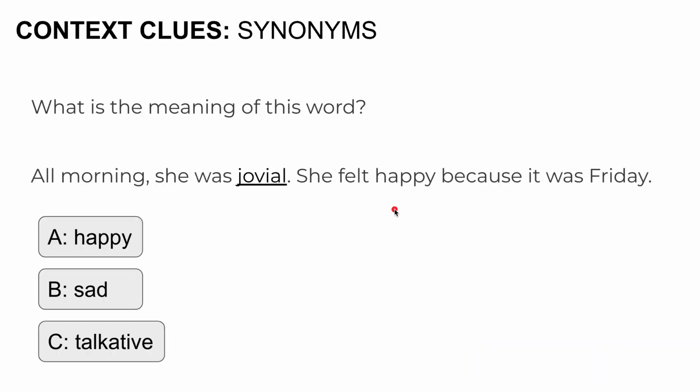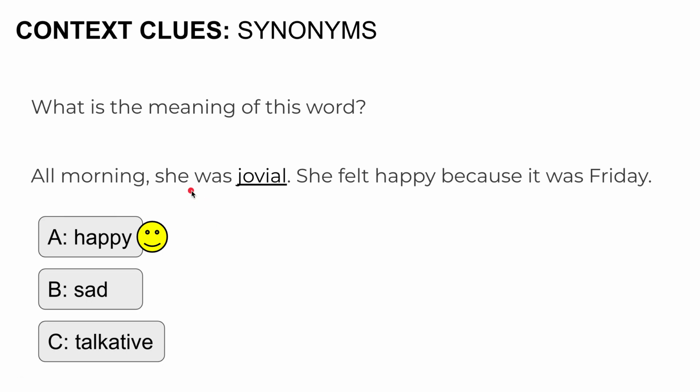Okay, moving forward now, let's look at another example. This will be an exercise for a synonym context clue. Try to guess the meaning of the underlined word jovial. All morning she was jovial. She felt happy because it was Friday. Does jovial mean A, happy, B, sad, or C, talkative? Take 3 seconds to think. Okay, the meaning is A, happy.